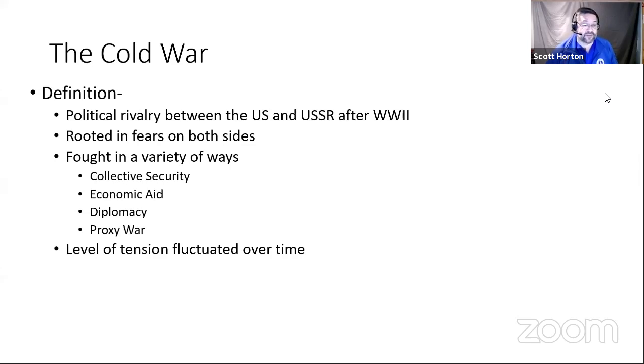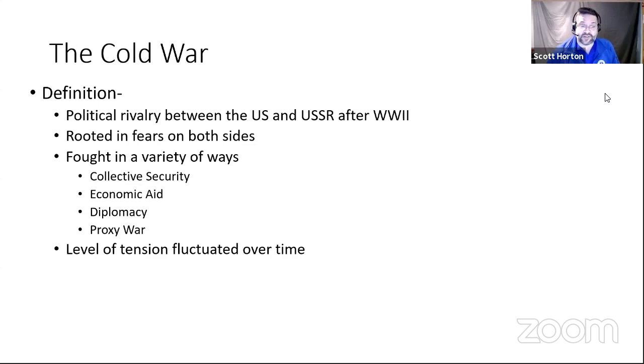Nations banding together to try to stop the possibility of war, to defend themselves against the other side. Economic aid programs from both the US and the Soviet Union. We're going to focus on the US part of that. Diplomacy, signing treaties, for example, between the two sides, trying to calm those fears. Proxy wars is another, which means a war between allies, but not between the US and the Soviet Union. So the reason we call this the Cold War is the US and the Soviet Union never actually engaged in a war against one another. However, they did back allies in other places in the world where communism was fighting non-communism.